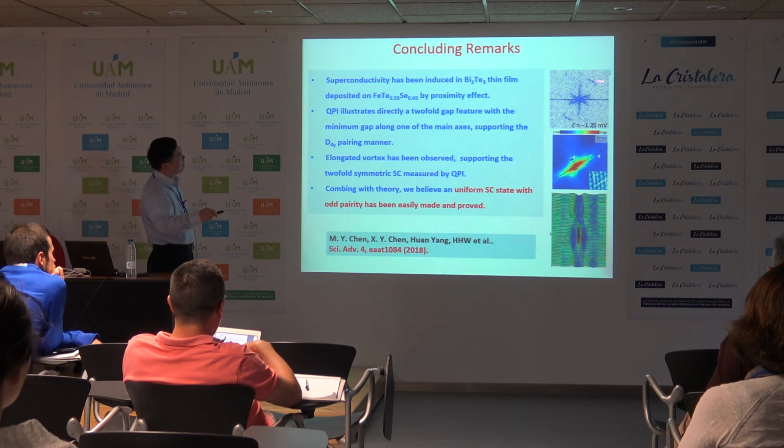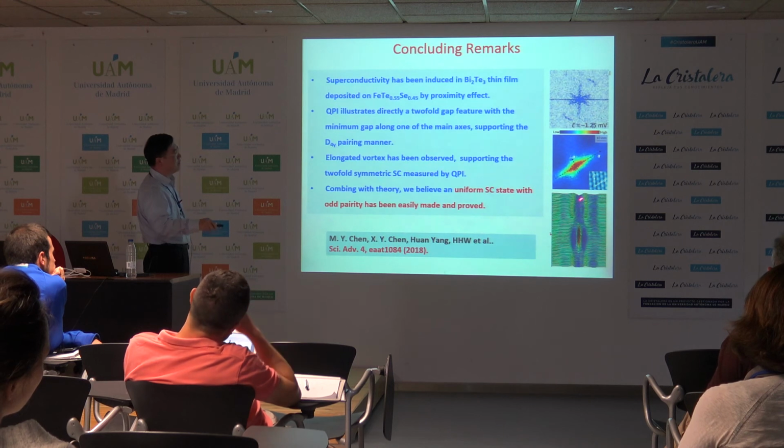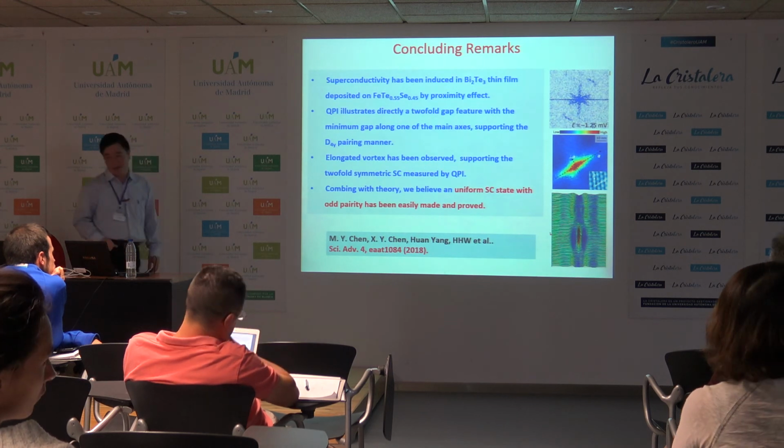So with that, this is the second part conclusion. From the QPI, we see this twofold symmetry, and the vortices show elongated vortices. Along this length direction, we see this kind of zero bias conductance peak.